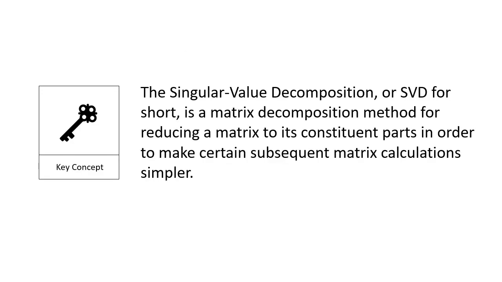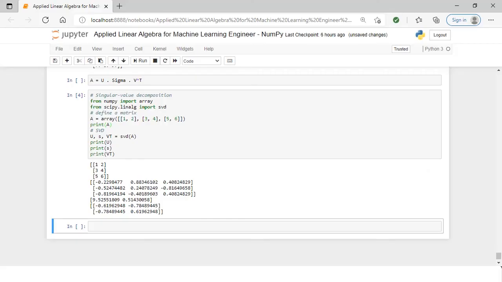The singular value decomposition, or SVD for short, is a matrix decomposition method for reducing a matrix into its constituent parts in order to make certain subsequent matrix calculations simpler. For simplicity, we're going to focus on the SVD for real-valued matrices and ignore the case for complex numbers. Our formula is seen on screen, where A is the real m x n matrix we wish to decompose. U is an m x m matrix. Sigma, often represented by the uppercase Greek letter sigma, is an m x n diagonal matrix. And V^T is the transpose of an n x n matrix, where T is the superscript.